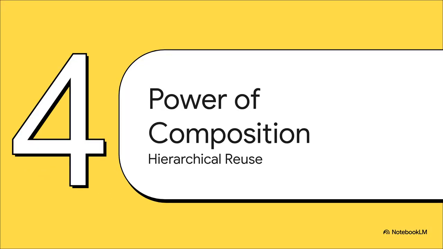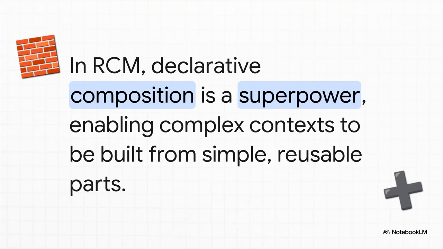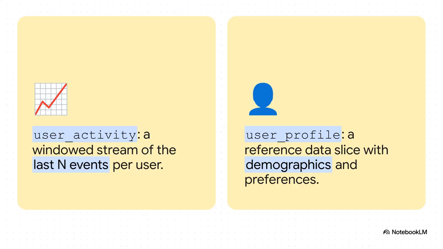Okay, so we have our ingredients, our recipes, and our finished meals. Now let's put it all together and talk about the main event. This is the superpower I mentioned, the power of composition. And I'm not kidding when I say this. Seriously, being able to take these simple, independent building blocks and combine them to create something way more powerful, that is a legitimate superpower. This is the thing that really separates RCM from that old chaotic anti-pattern we talked about earlier. So let's make this real.